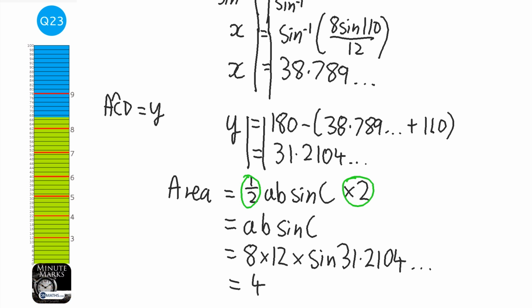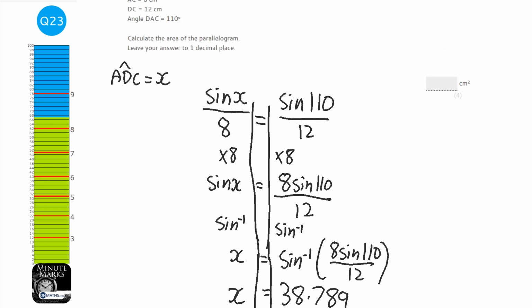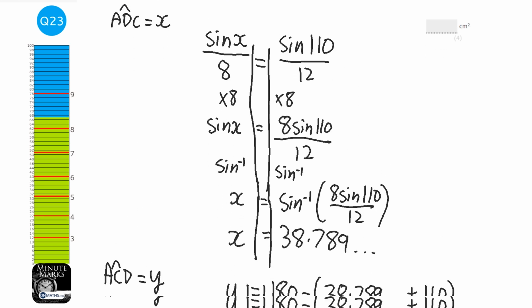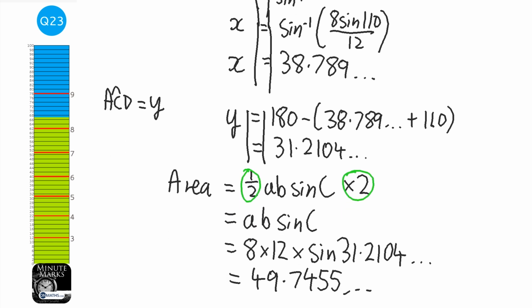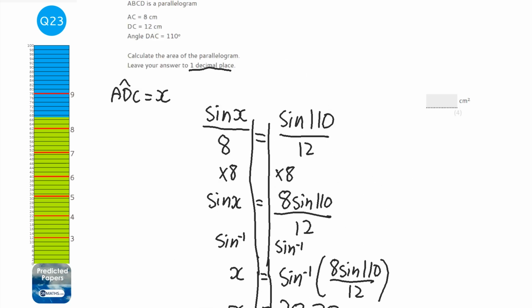And it says the answer is 49.7455 and so on. Let's have a look and see the accuracy that I need. One decimal place. So that's going to be 49.7.